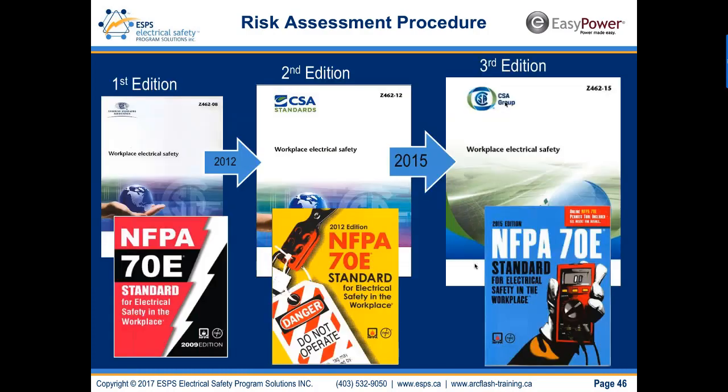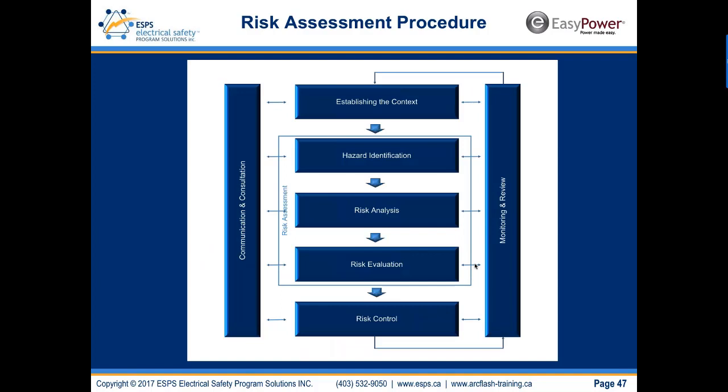So again, the evolution of the standards, the new risk assessment procedure, right? This is a simplified flowchart of a risk assessment procedure. You've got to establish the context, energized work task. Then we want to identify that there's arc flash and shock hazard. We want to do risk analysis to determine an inherent risk level. Then we want to do risk evaluation.